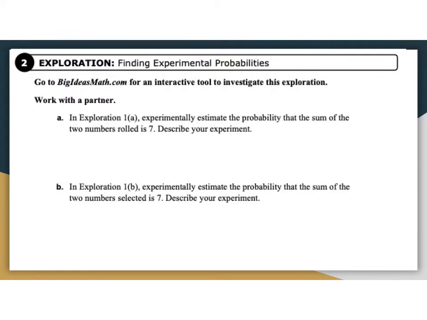This screen encourages you to go ahead and run both of those experiments. If you roll both dice and make a sample space of what you find, that will satisfy letter A. And then if you pull numbers out of a bag, that will satisfy letter B. And then what you can do is compare those probabilities to the theoretical probabilities.